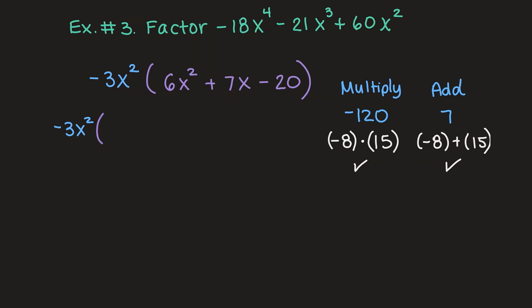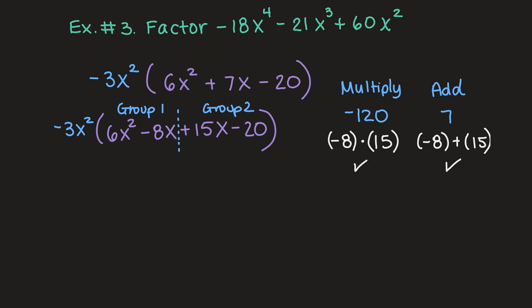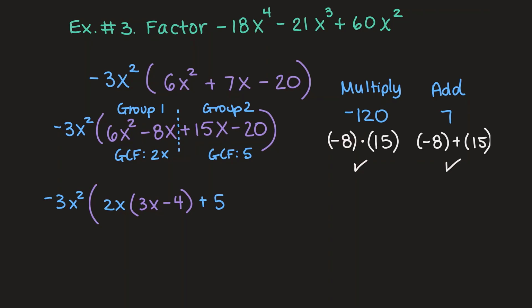So now we write our trinomial as 6x squared minus 8x plus 15x minus 20. Now we can split the polynomial into two groups and factor out the greatest common factor from each group. We factor out the 2x in the first group, and we have 3x minus 4 left. Bring down the plus sign, and we factor out 5 from the second group, and we also have 3x minus 4 left.